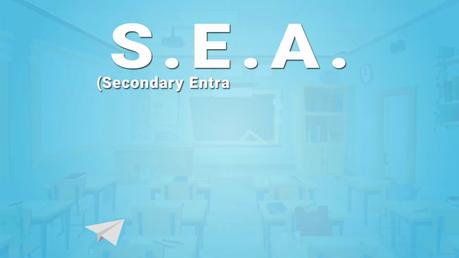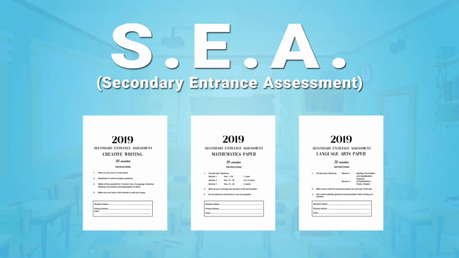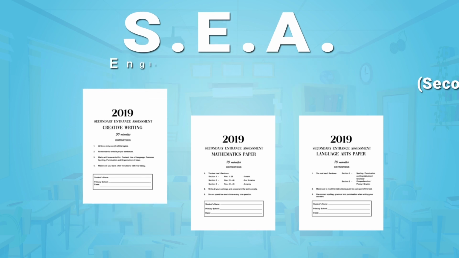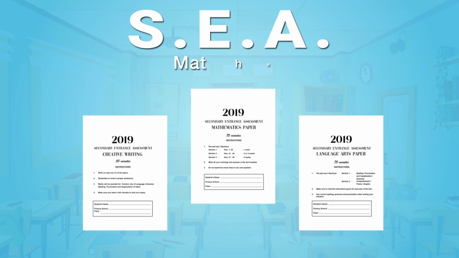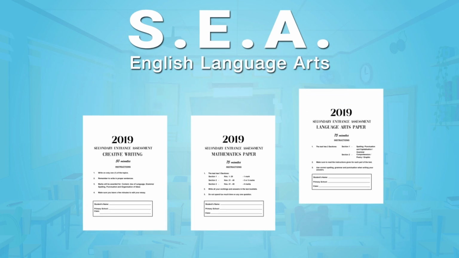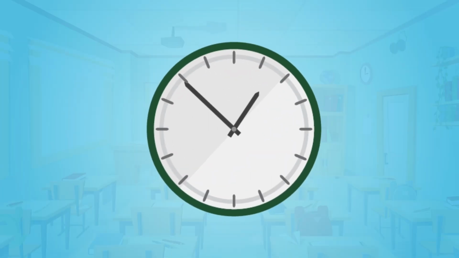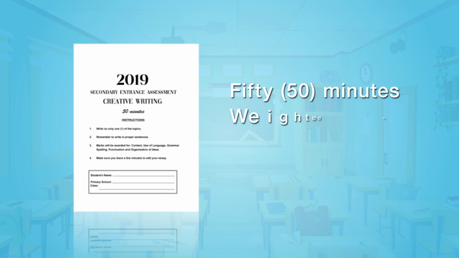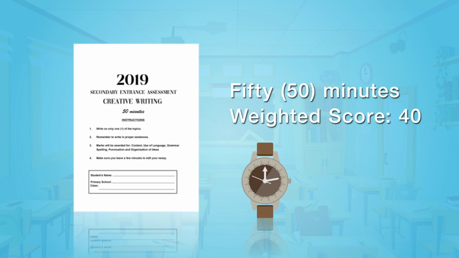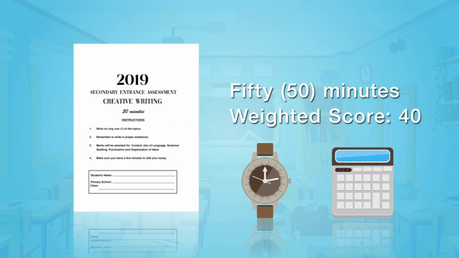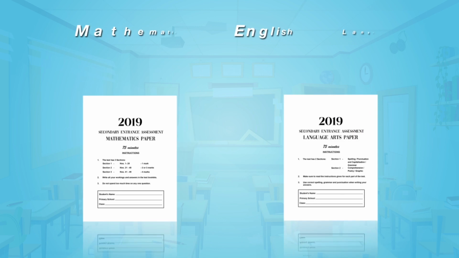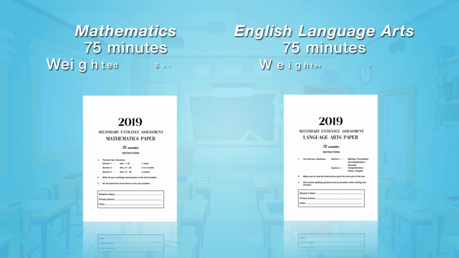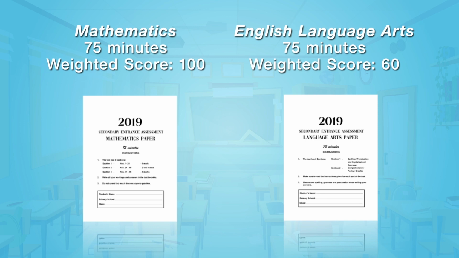The SEA exam comprises 3 papers that all candidates must attempt: English Language Arts Writing, Mathematics, and English Language Arts. The time and marks allotted to each paper are as follows. The English Language Arts Writing paper is 50 minutes duration and has a weighted score of 40. The Mathematics and English Language Arts are 75 minutes each with weighted scores of 160 respectively.